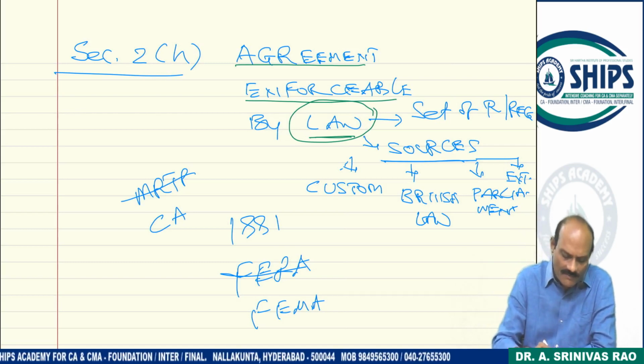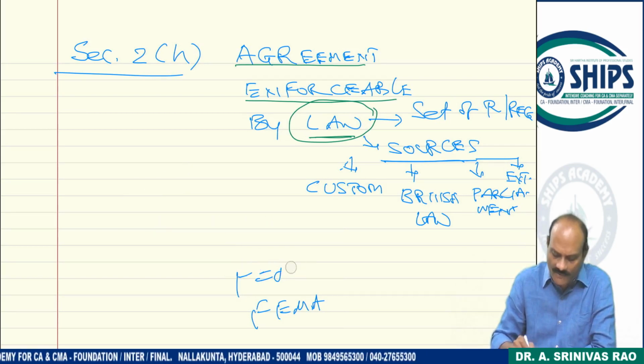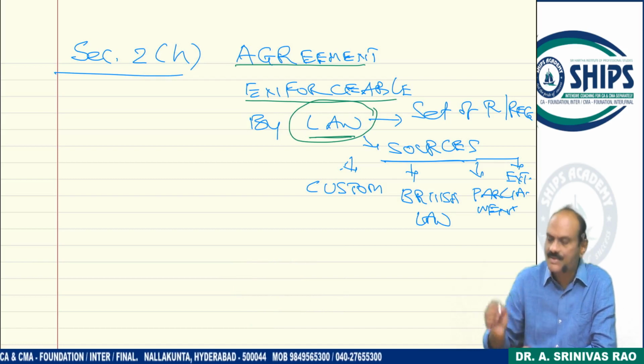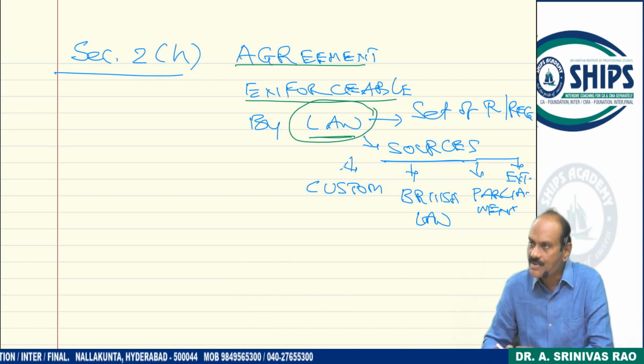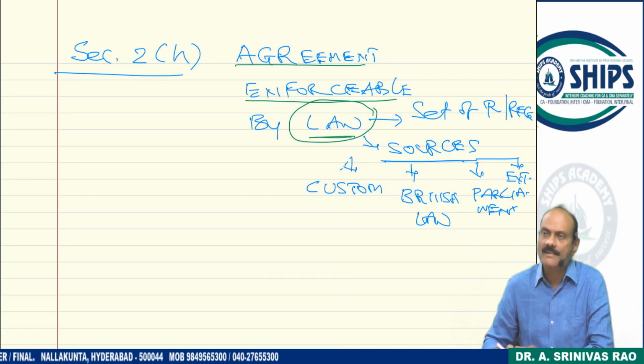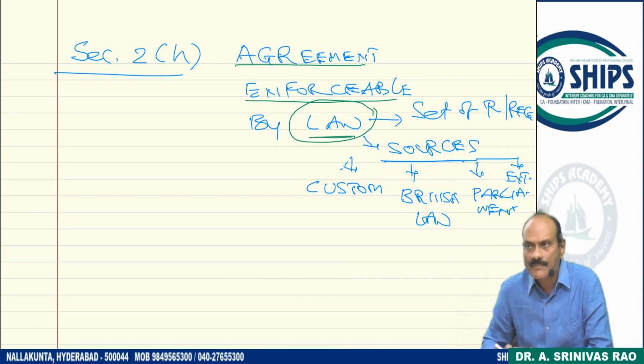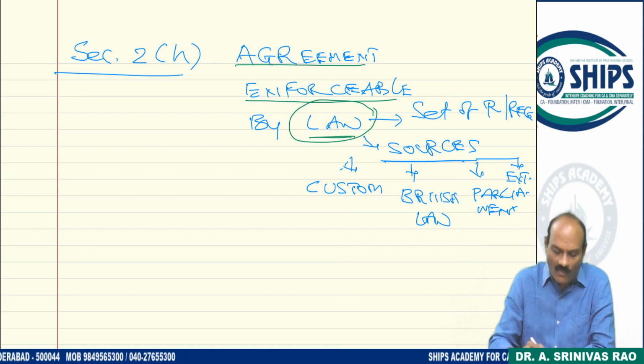So what are the major sources for development of law? Remember, these are the major sources. First, custom. Second, British law. Third, Parliament. Fourth, environmental changes.